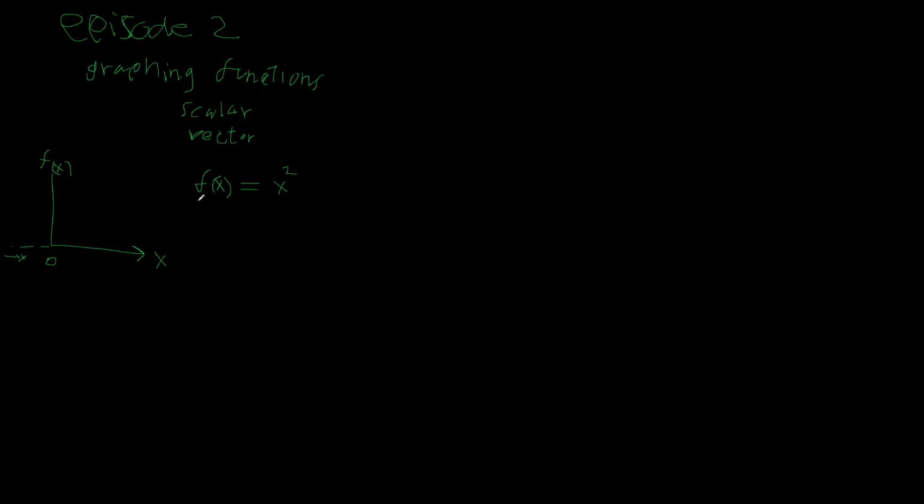So what can we think about? We'll start, well, f of 0 is going to be equal to 0. f of 1 is equal to 1. f of 2 equal to 4. You know, we can plot these points. So there's 1, there's 2, here's 1, here's 2, here's 3, here's 4, right? So we can plot these points.